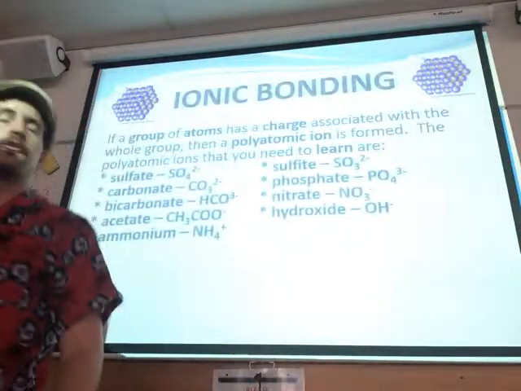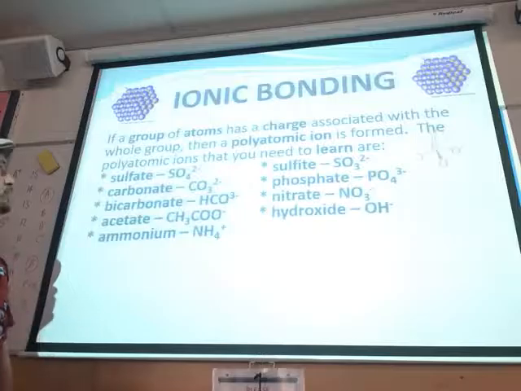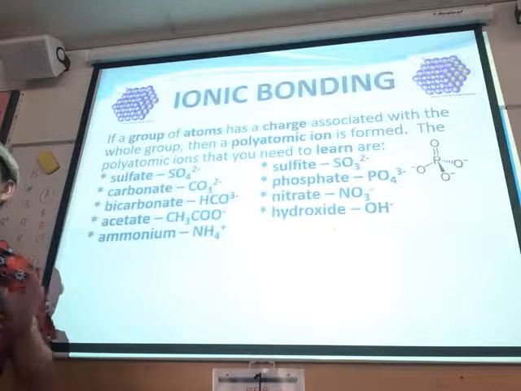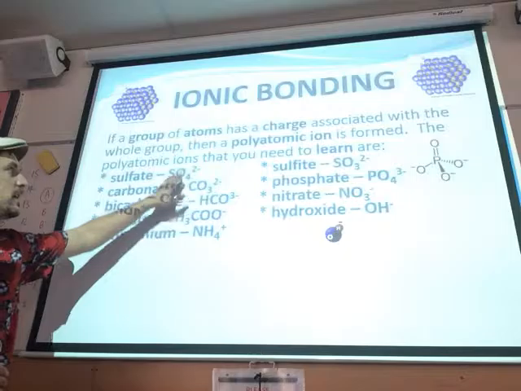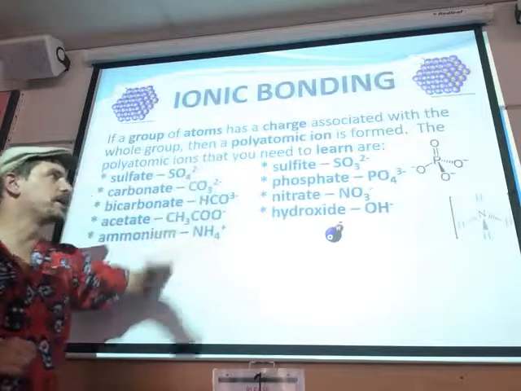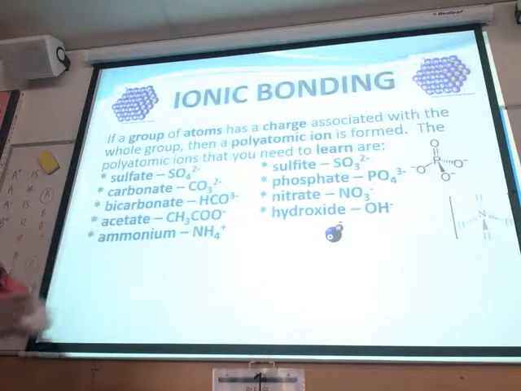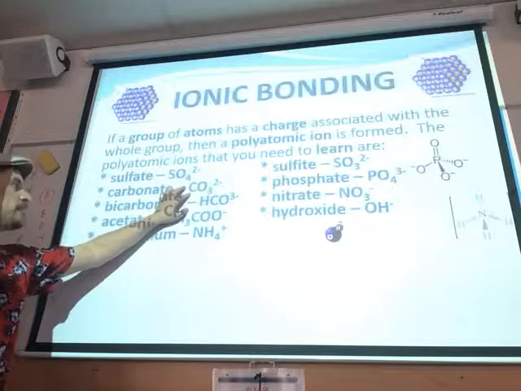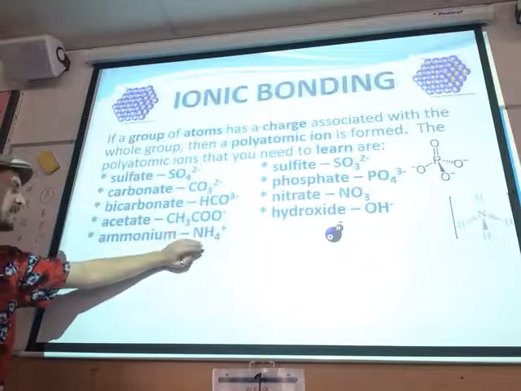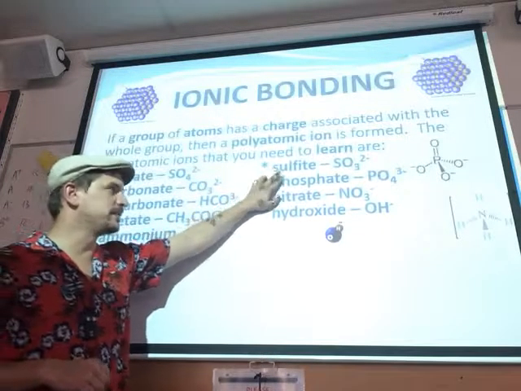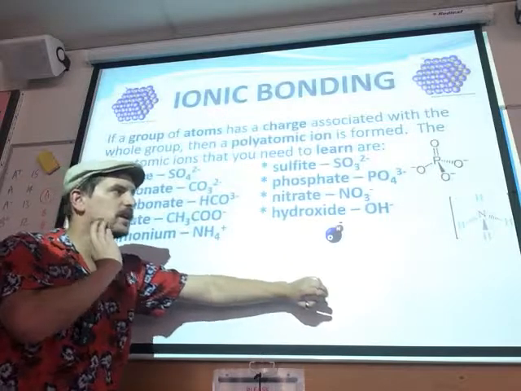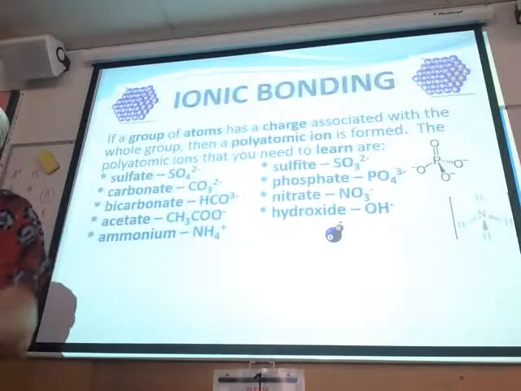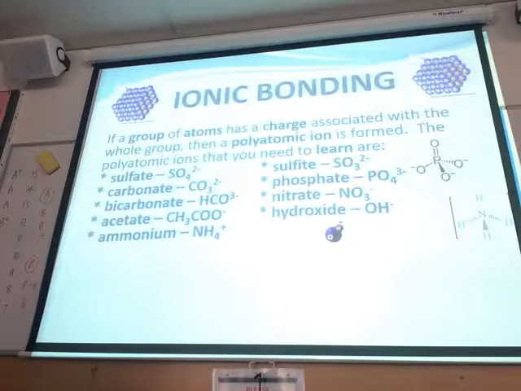So, if a group of atoms has a charge associated with the whole group, and this is what I'm getting at, then you get a polyatomic ion. The polyatomic ions that you need to learn, at least by the end of semester 2 this year, I would like you to be familiar with: sulfate, carbonate, bicarbonate, acetate, ammonium, sulfite, phosphate, nitrate, and hydroxide. I've got them on the board. I've got them in the room. I'll give you a table.